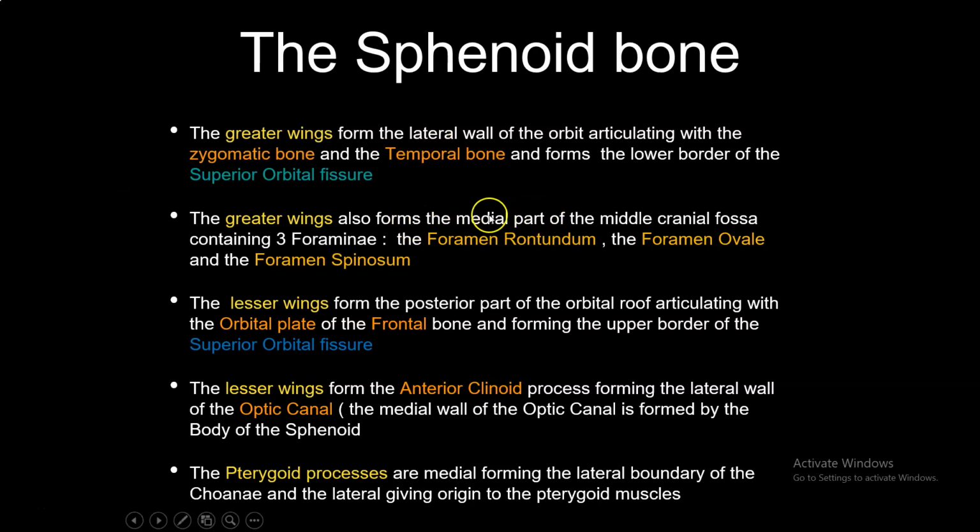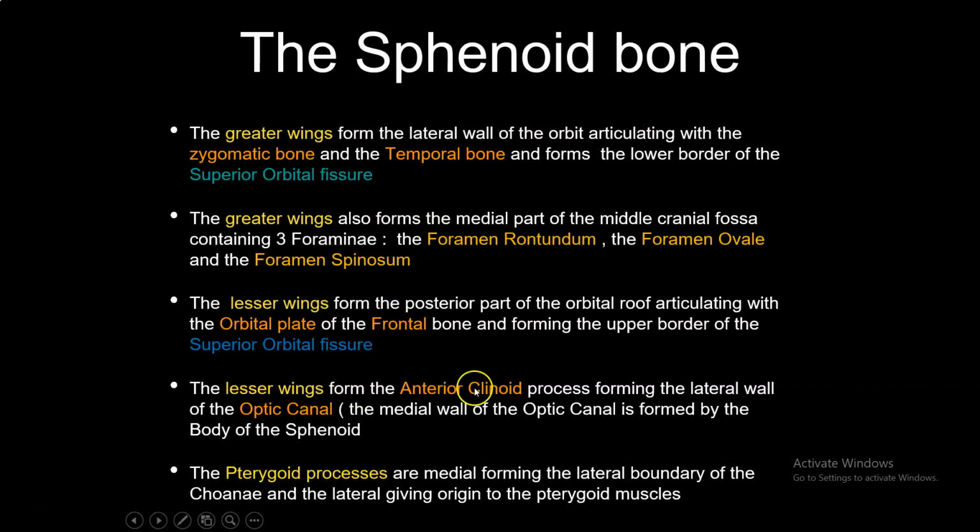The medial part, which is of the middle cranial fossa, contains the foramen rotundum, the foramen ovale, and foramen spinosum. And the lesser wings form the posterior part of the orbital roof, articulating with the orbital plate of the frontal bone, as we'll see, and forming the upper border of the superior orbital fissure. So the lower border of the superior orbital fissure is formed by the greater wing, the upper border is formed by the lesser wing. The lesser wing forms the anterior clinoid.